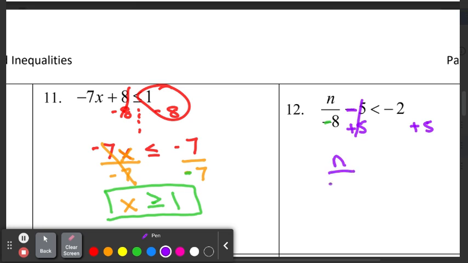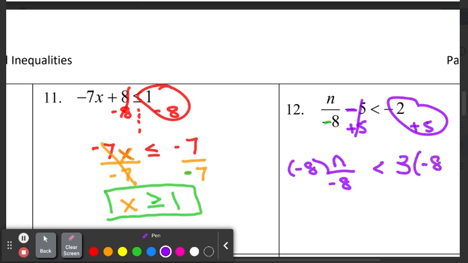N divided by negative 8. Negative 2 plus 5 is a positive 3. And to get our n by itself, we're going to multiply by negative 8 times negative 8. Bring down your n. Now we multiplied by a negative number. The number that we crossed off was negative. So the symbol flip-flops. N is greater than negative 24.